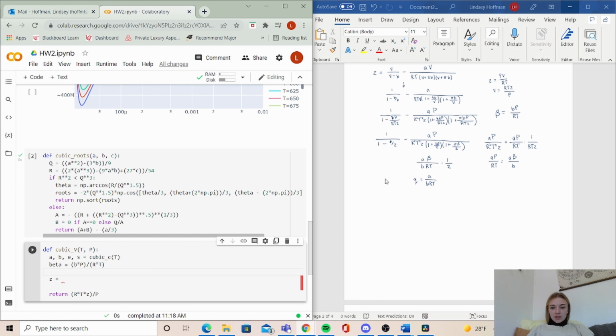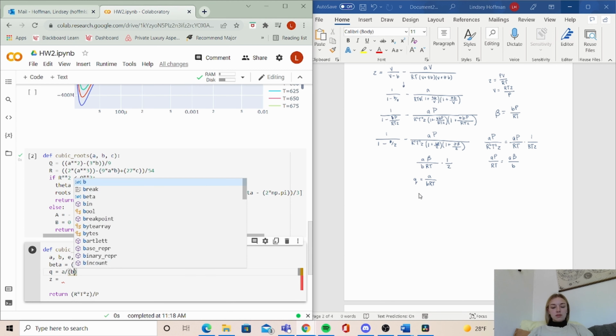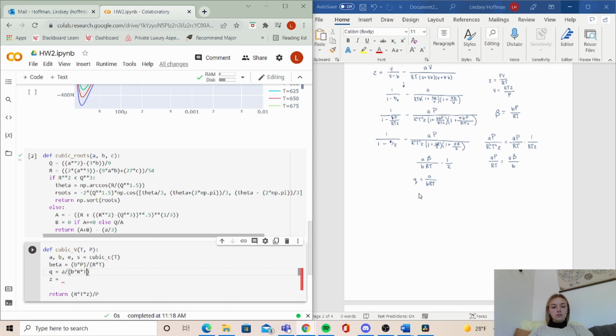And then Q is going to equal our A over B times R times T. So we'll call Q. And now for our Z, was our cubic polynomial, if you remember.